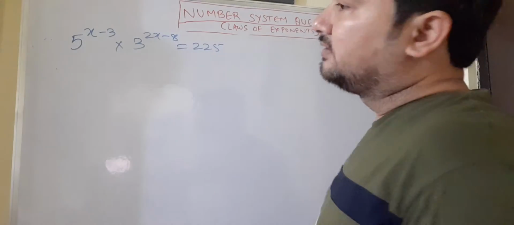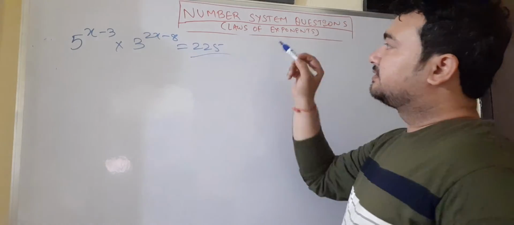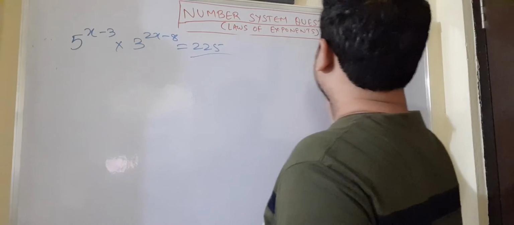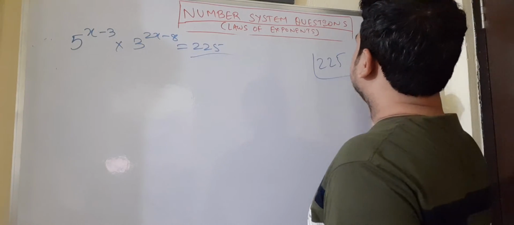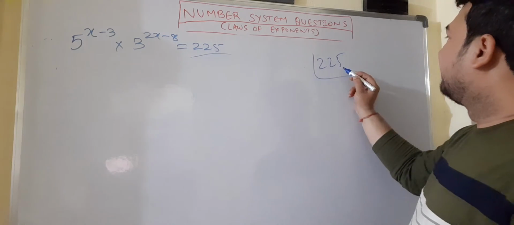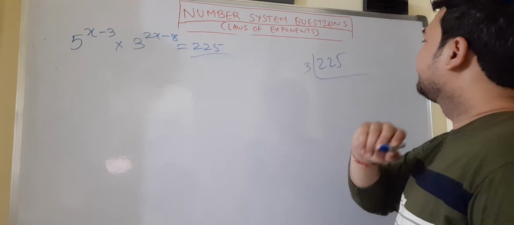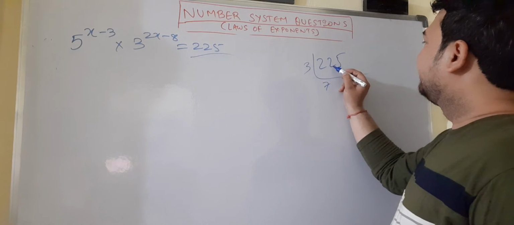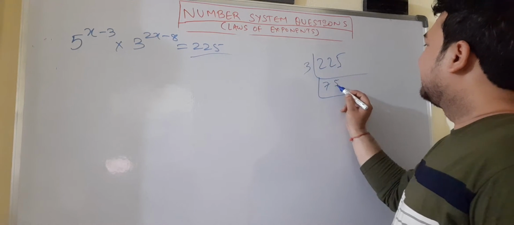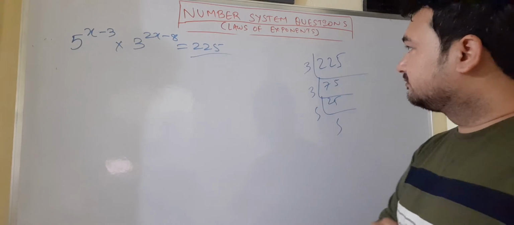See, it is in the form of its power. This 3 is also expressed in the form of its power. So it's better if we can write this 225 in the form of its power. So let's take the prime factors. 2, no, 2 cannot divide it. 3, 2 plus 2 plus 5 is 9, yes, 3 can divide it. 3 7s are 21, carry 1, 1 5 is 15, 3 5s are 15. Again 3, 25, 5 5s.